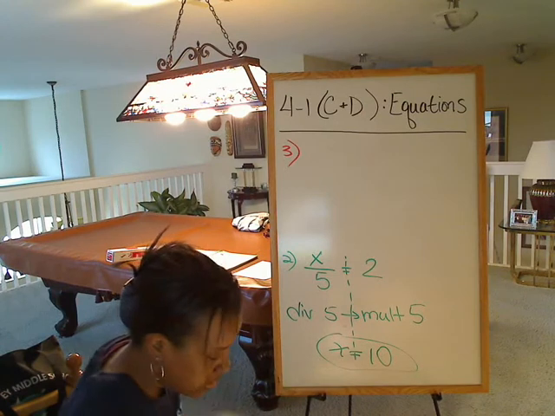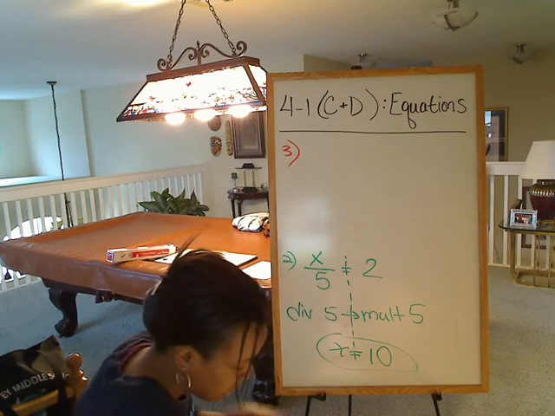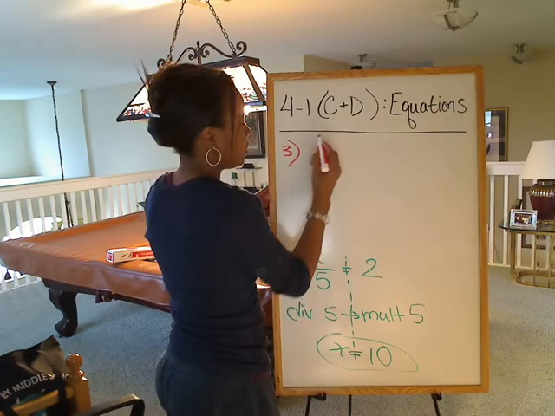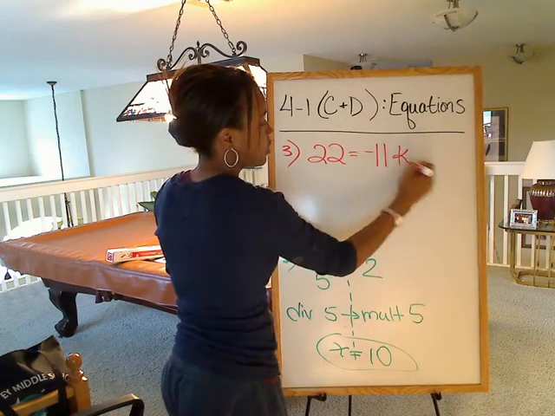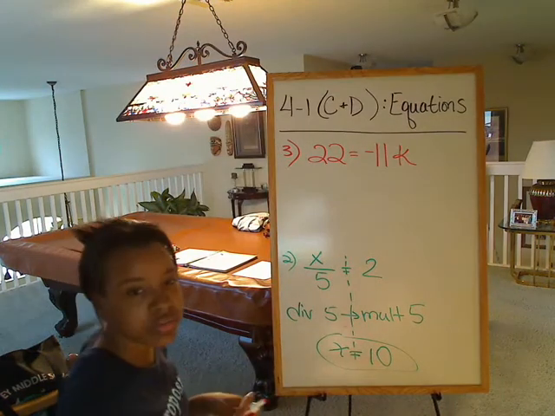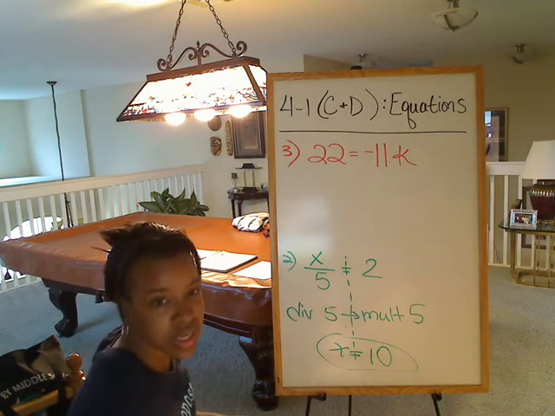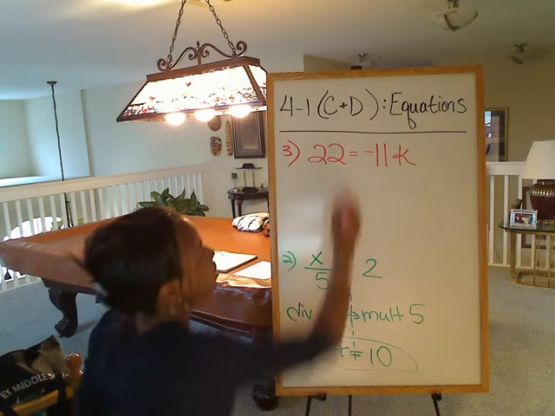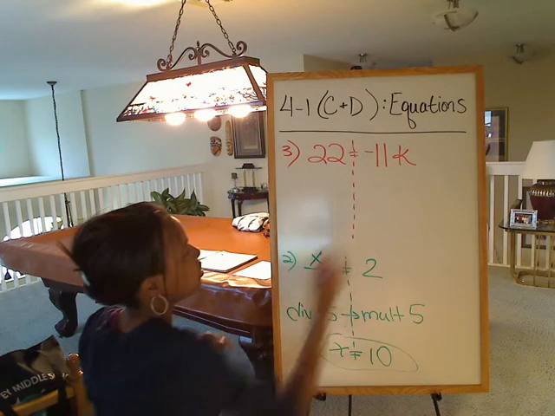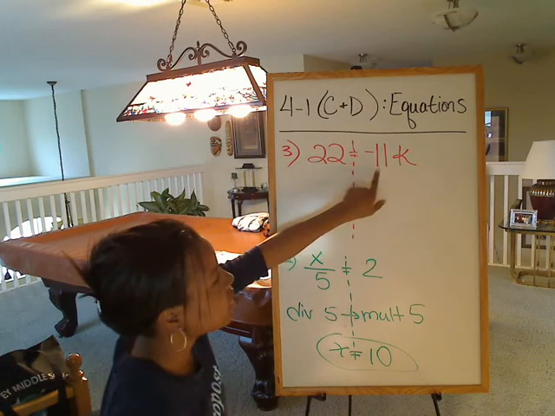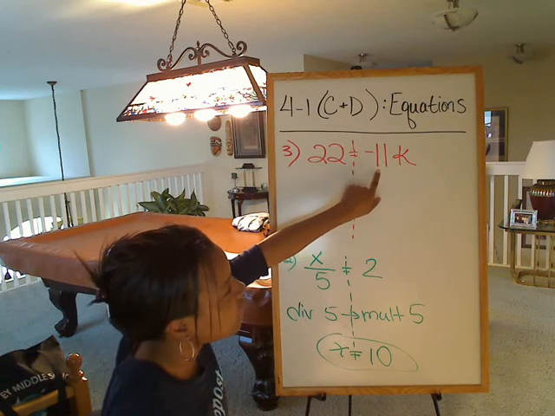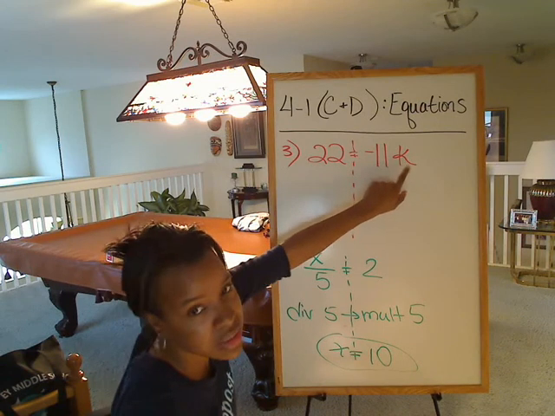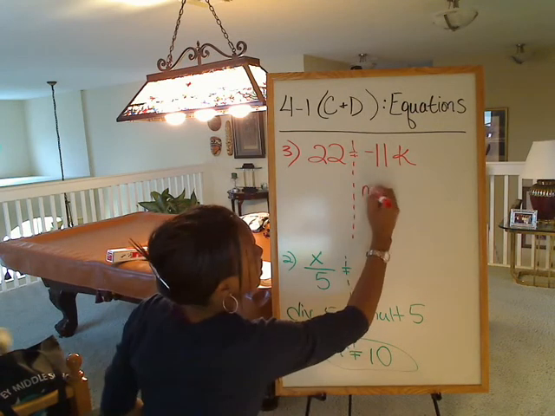Number 3, let's do this one. 22 equals negative 11k. So you ask yourself again, what did they do to the k? They multiplied it. I'm sorry, let's divide our equation. What did they do to the k? They multiplied it by negative 11, because this means negative 11 times k. So they multiplied k by negative 11.